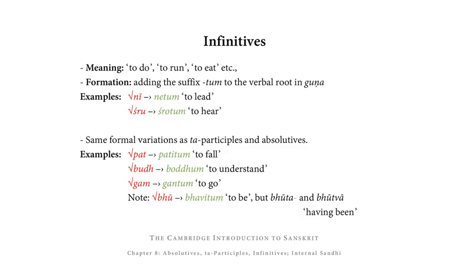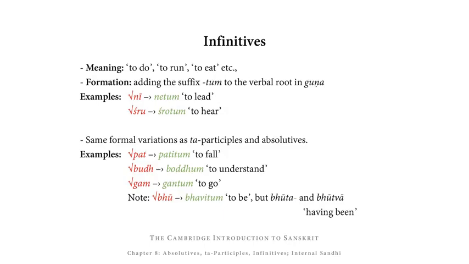Similarly with shru, put that into guna, giving you shro, add the suffix tum, and you have shro tum, the infinitive, to hear. In infinitives, we find the same formal variations as in ta participles and in absolutives. So, for example, sometimes an i appears in front of the tum suffix. Of pat, therefore, we have the infinitive patitum, to fall.